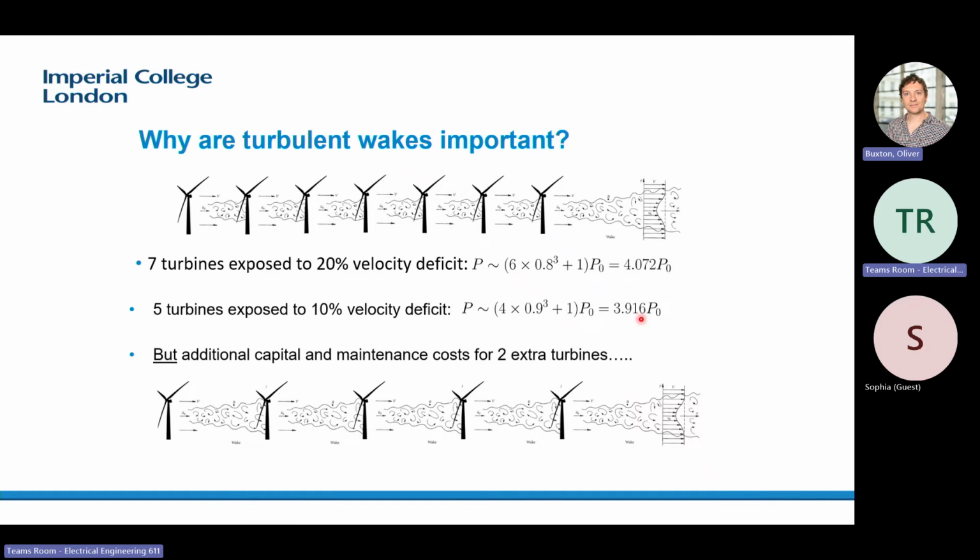Exactly. I was just about to say, which one would you build and which one would you operate? The correct answer is you would build the second farm because A, the capital costs are lower. I only have to buy 5 turbines rather than 7 turbines. And B, I might expect there to be additional maintenance costs associated with the 2 additional turbines. So the rational decision would, of course, be to buy and build the bottom farm rather than the top farm.